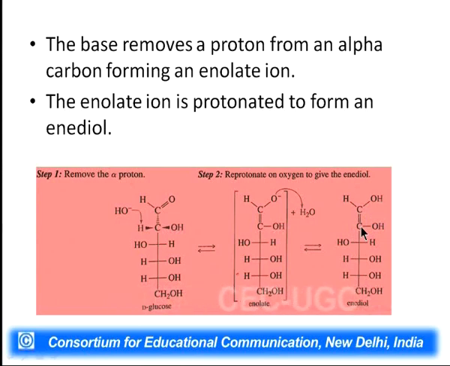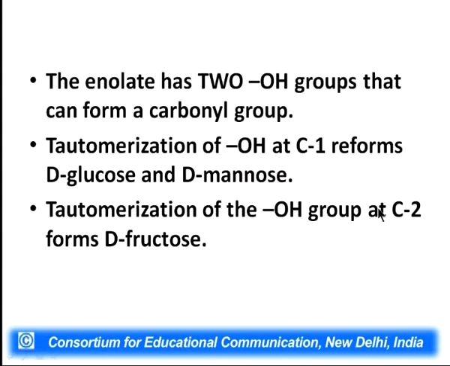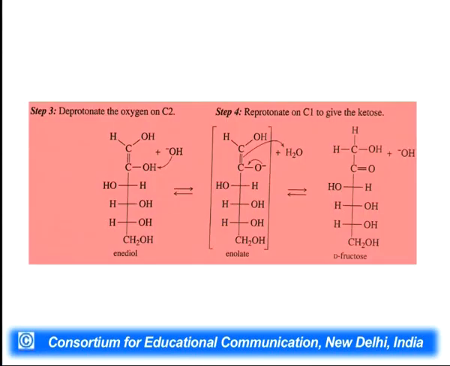So now what we find here is that if I talk of carbon number 1 and we are able to remove the proton from this carbon, then we will get mannose. Whereas if it undergoes tautomerism at C1, we will get mannose and glucose. And if this undergoes tautomerism at carbon number 2, then we will get fructose. Let us see how this happens.